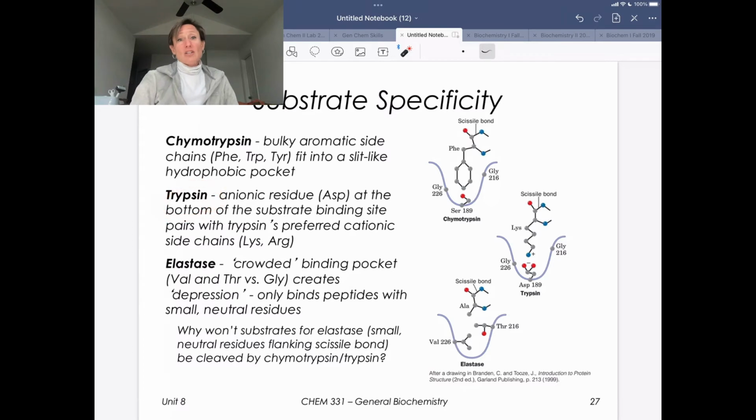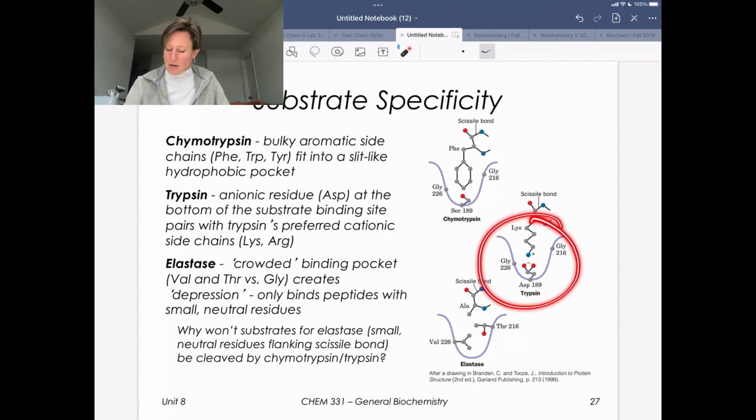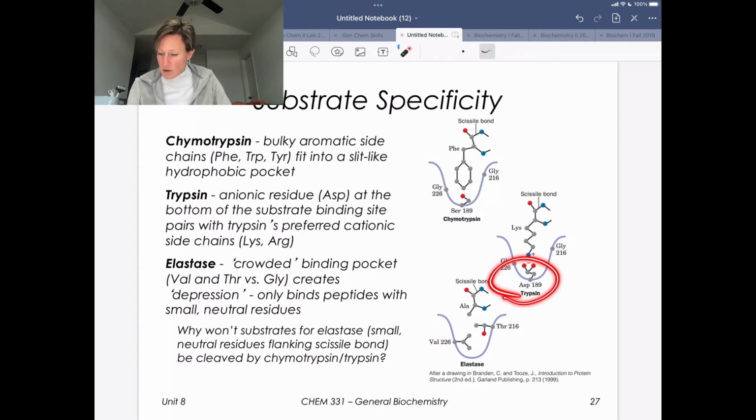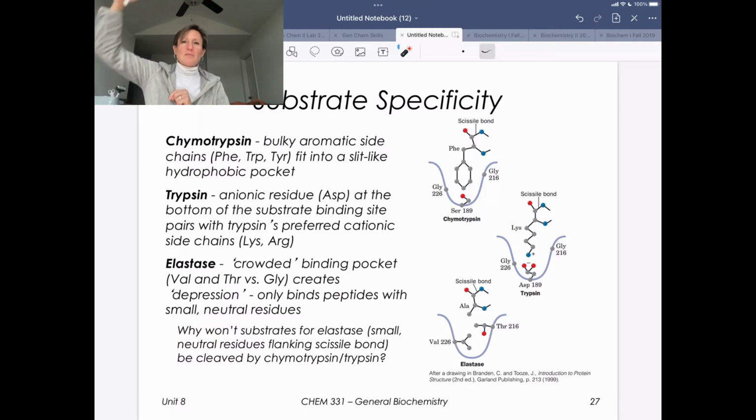Okay, let's look at trypsin. Trypsin is going to cleave after lysine and arginine residues. If we look at that substrate binding pocket, it's a fairly deep pocket, and down in the bottom it has a negatively charged residue. That's going to form favorable interactions with something that has a positive charge, like the protonated amine at the end of lysine, or the arginine group, which also has a protonated group, that guanidino group that we have there.